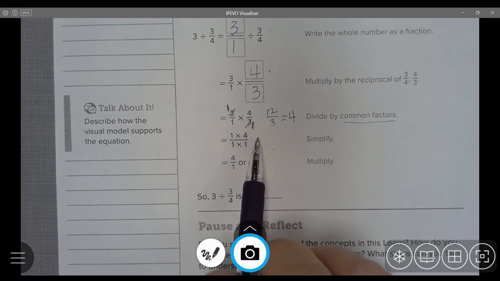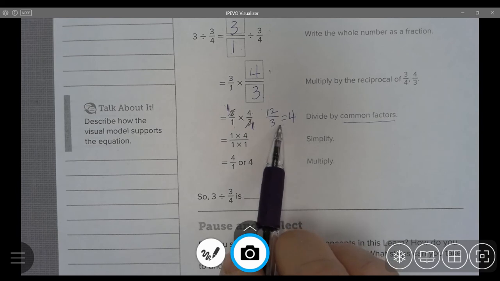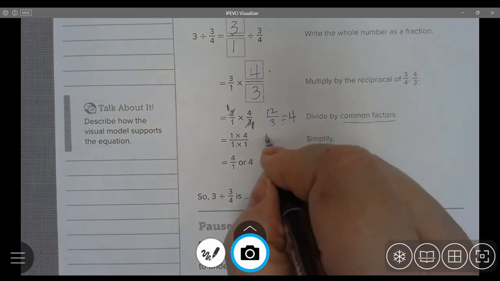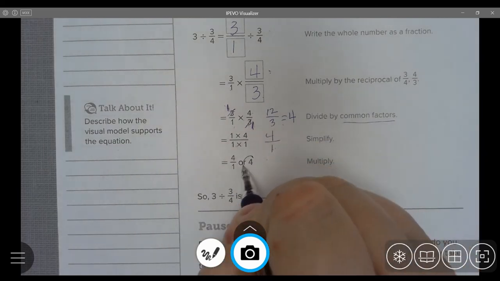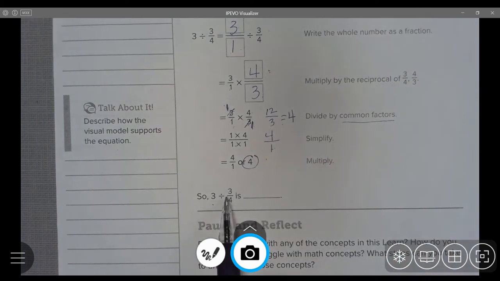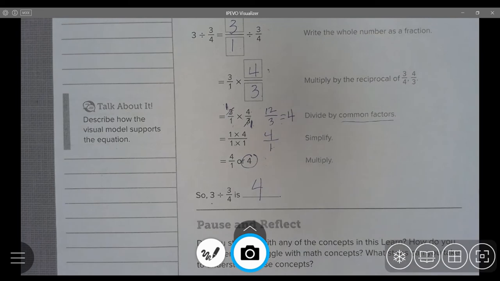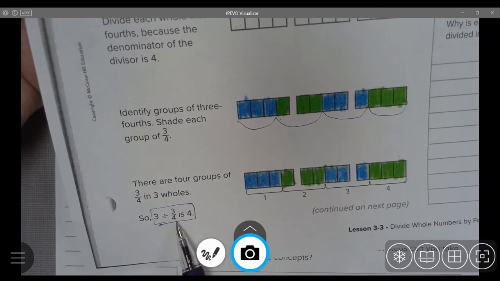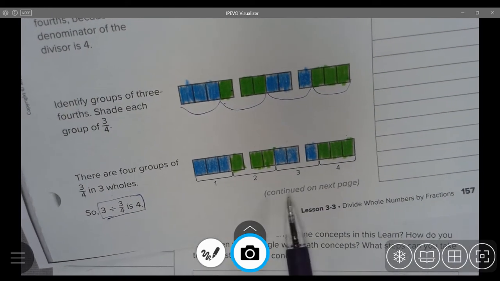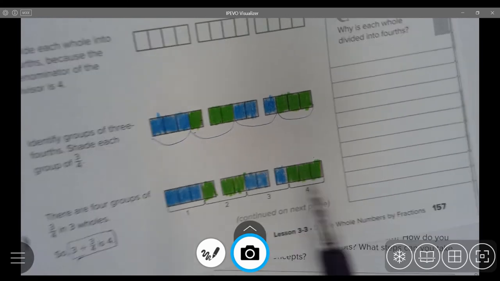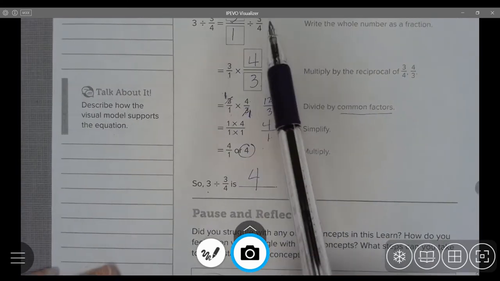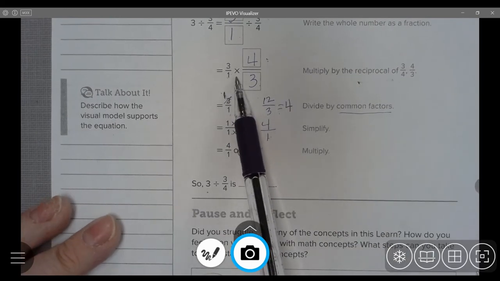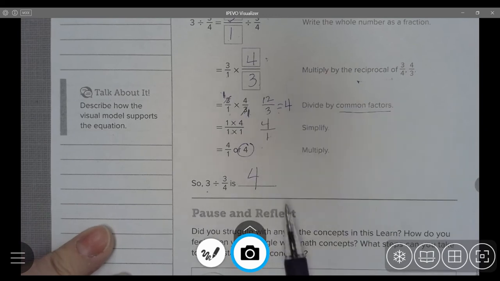And guess what? We've already simplified. Instead of doing this step, we've already simplified it. And we can say 1 times 4 equals 4. 1 times 1 equals 1, or the answer of 4. So 3 divided by 3/4 is 4. That's the same answer we had on the previous page when we were looking here with our modeling. 3 divided by 3/4 is 4. That was on page 157. So showing it with the bars, or showing it here with writing the reciprocal and doing the fraction, changing to a multiplication, and then reciprocal, we can find the same answer.